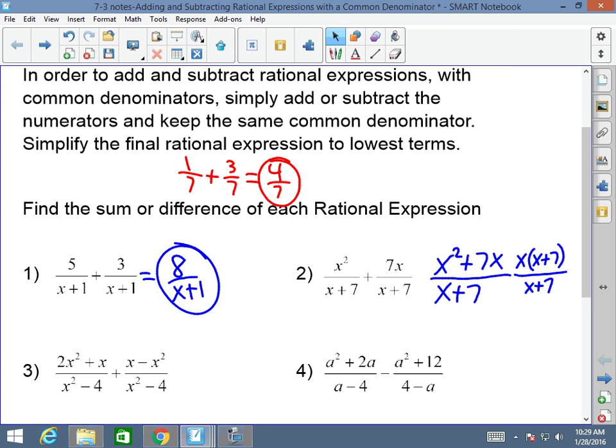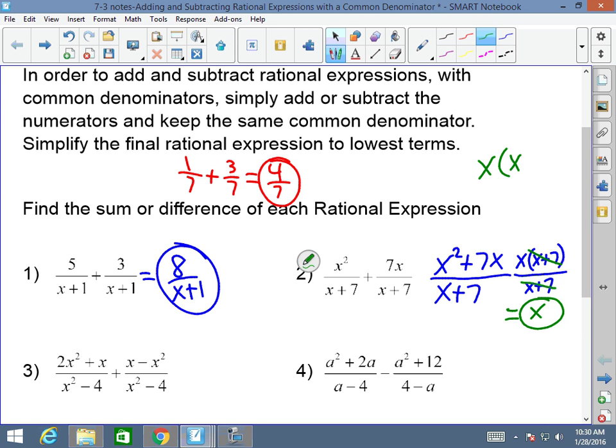Now remember what we said. Since I have an x plus 7 in the numerator and another identical binomial, x plus 7, in the denominator, I can get rid of these identical binomials and I'm left with x in the numerator. I'm done. Now, the temptation. This is a big temptation, and I know it is. That's why I want to go over it.